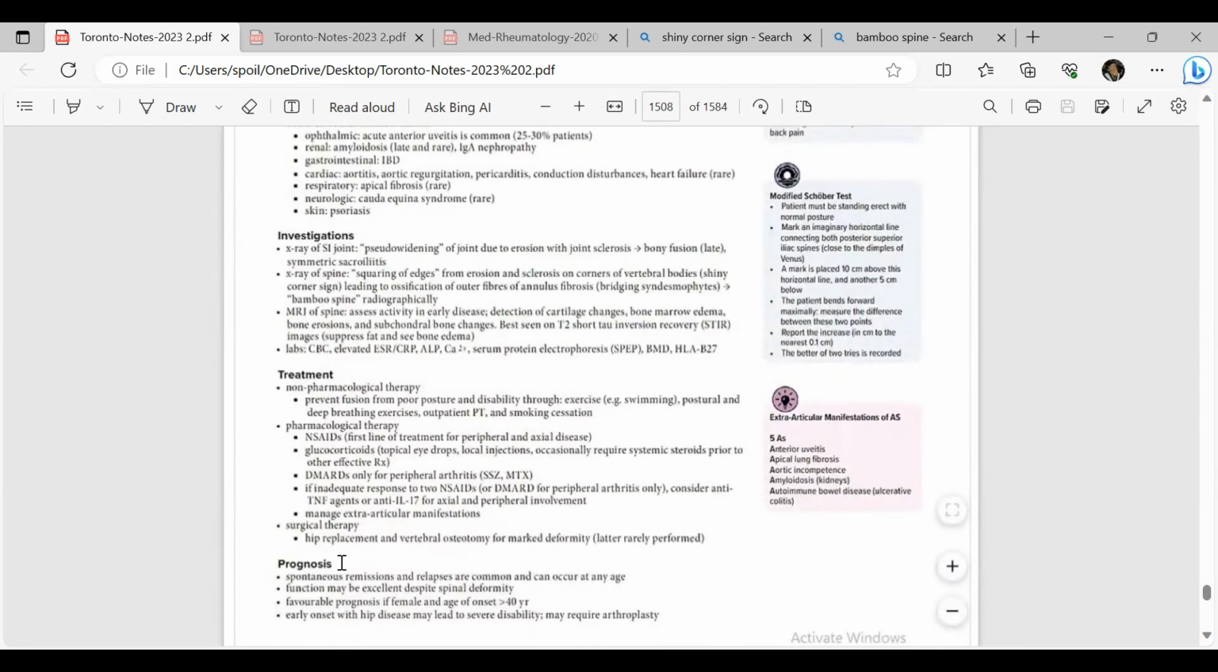Okay, and then surgical therapy: hip replacement and vertebral osteotomy. But hip replacement is usually done. Vertebral osteotomy is rare. It's not conducted commonly nowadays.